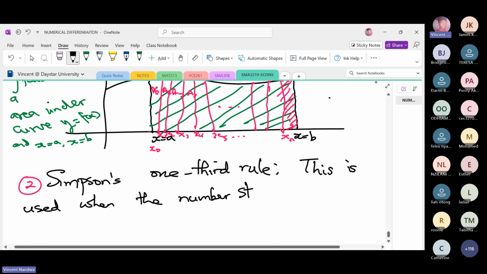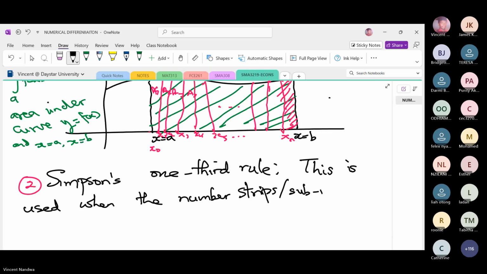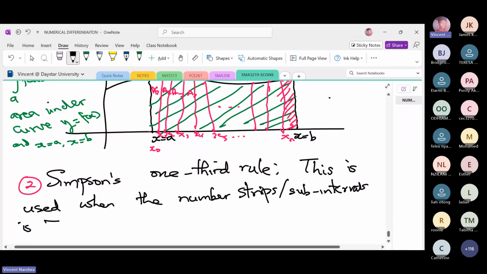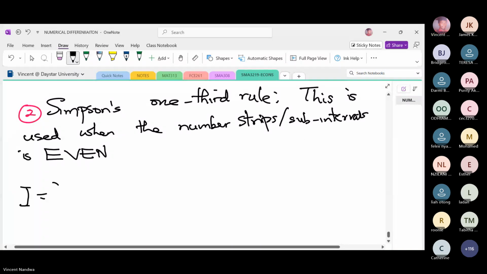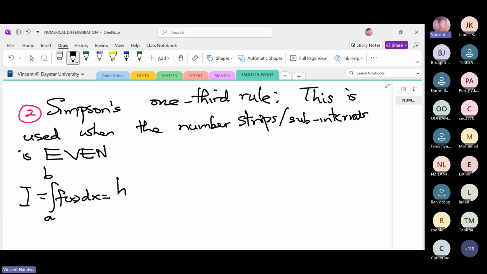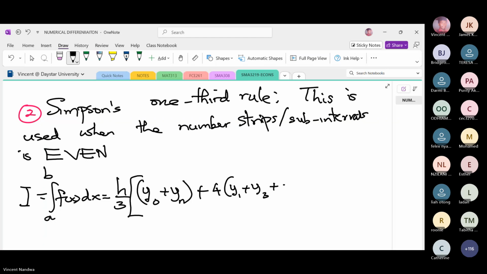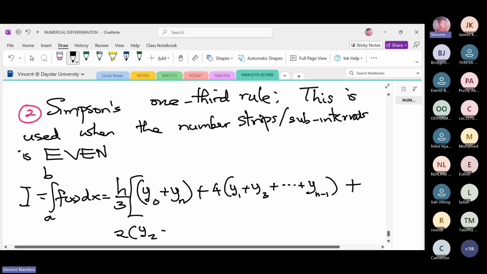So the number of strips or subintervals is even, so that the formula is: integral from a to b of f of x dx will be given by h over 3 into y0 plus yn, plus 4 into y1 plus y3 up to plus yn minus 1, plus twice into y2 plus y4 all the way up to yn minus 2.